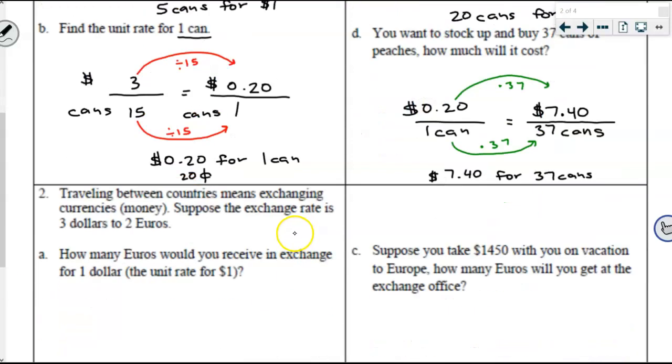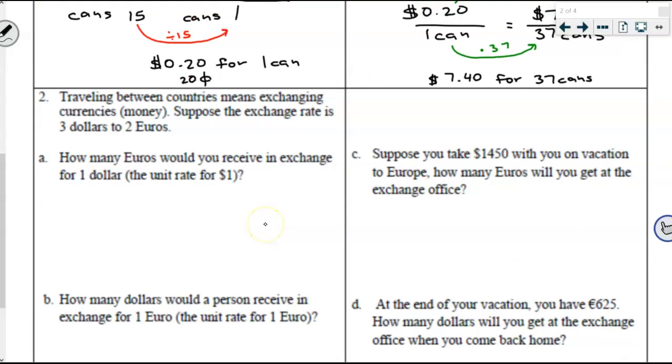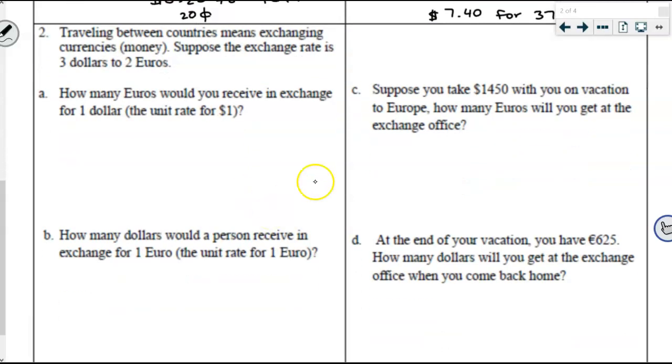Okay. The next problem I really like. One day I want to travel overseas and I will be using a different money system when I go to these other countries. So this is a very relevant problem for me. Traveling between countries means exchanging currency or money. So you'll go to the exchange office, which I'm imagining is probably somewhere near the airport or something.